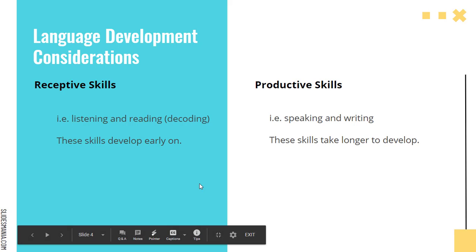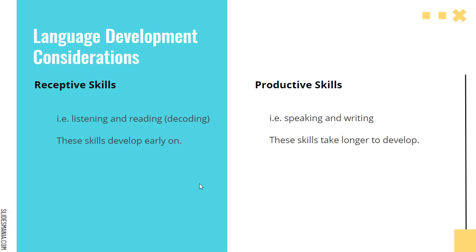And that's because receptive skills typically develop early on. So like I was saying earlier, a kid who has really strong listening skills, that's pretty typical of an English learner. And they're going to have strong reading skills. But we're talking about decoding skills here, though. Decoding does not really mean comprehension. They can just take the words on the page and read it and they might sound fluent, but that doesn't necessarily mean that they're developing a whole lot of comprehension. But these are receptive skills and they do develop early on.